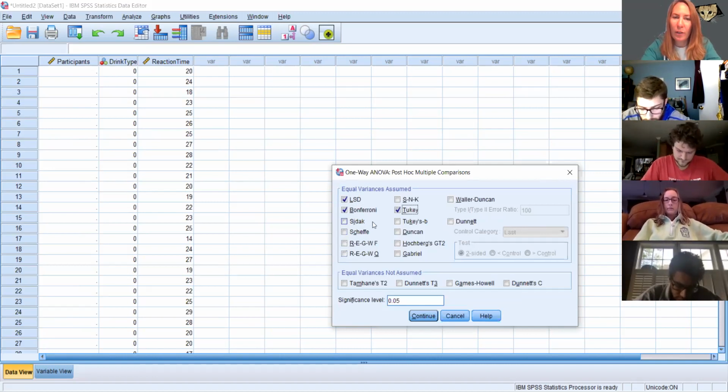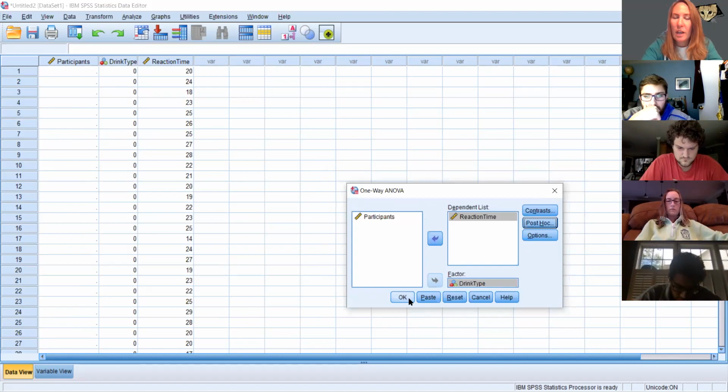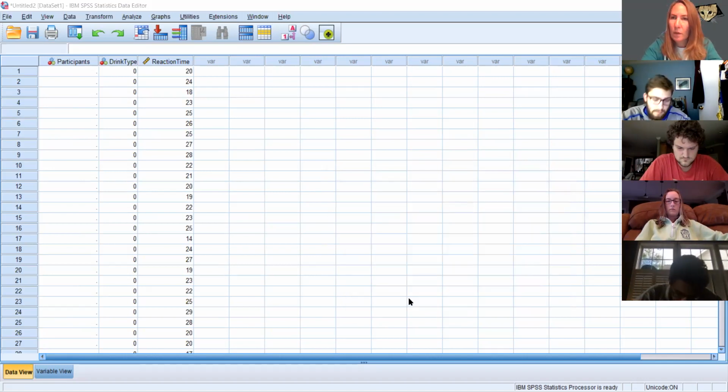I remember learning about all these other ones in grad school, and the only one I use out of all these crazy ones is the Dunnett. And that's the only one that I've used other than these three. So we're going to talk about these three, and that's what we're going to talk about in the class. So LSD, Bonferroni, and Tukey. You can check all those, and we'll talk about why you use some over the other, and then we'll hit OK.